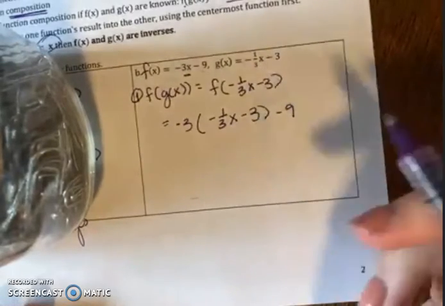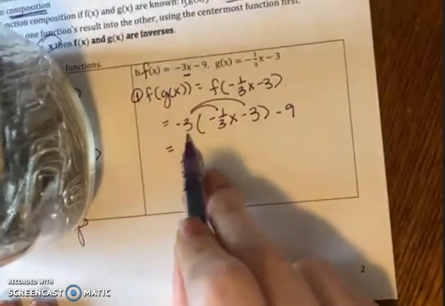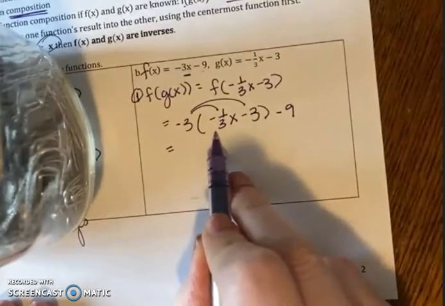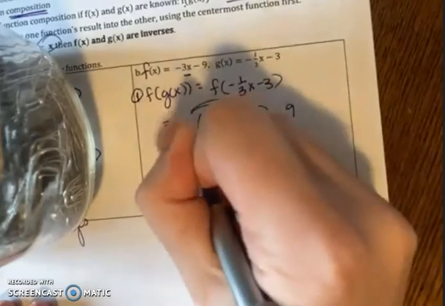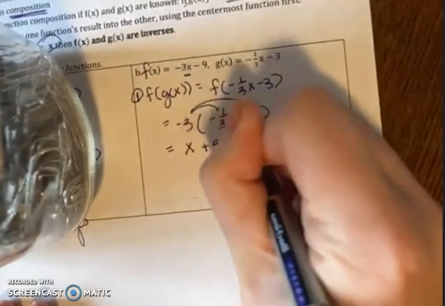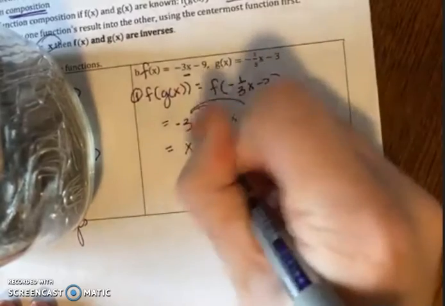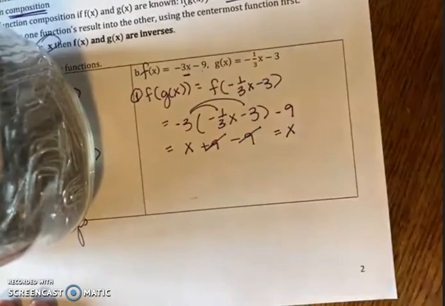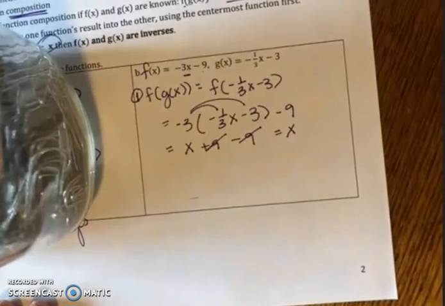Okay, now I need to simplify this. I'm going to distribute this negative 3 here. Negative 3 times a negative 1/3 is a positive 1, so I have a positive 1x. Negative 3 times negative 3 is a positive 9, and I have that minus 9 at the end. They cancel, and I do, in fact, end up with x. So I know that way works.